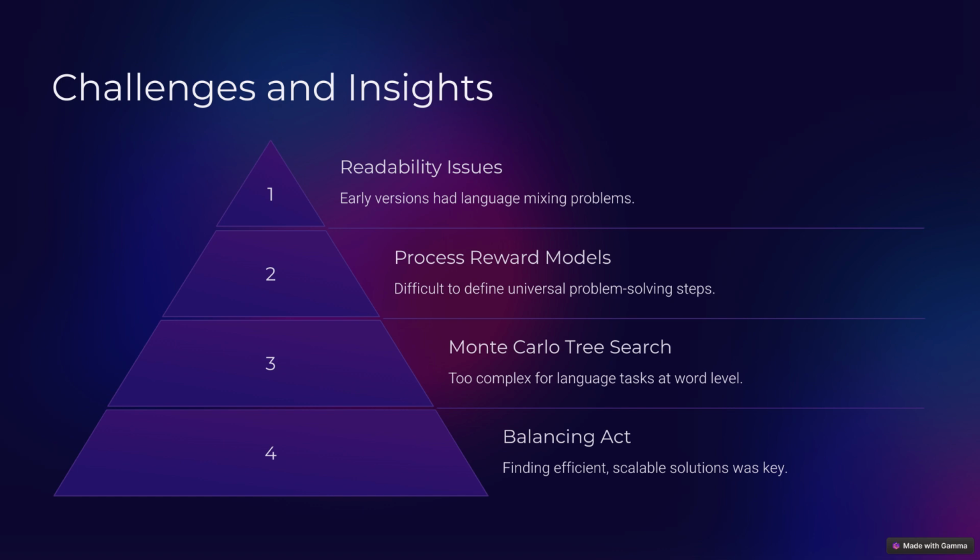Okay, so they had to find a different path. What were some of the key takeaways from those early challenges? I think a big one was the importance of balancing complexity with practicality. They needed solutions that were not only effective, but also efficient to implement and scale. And that's where those innovations we discussed earlier, the cold start data, rejection sampling, and language consistency rewards really made a difference. So they learned from those setbacks and ultimately found a more streamlined and effective approach.